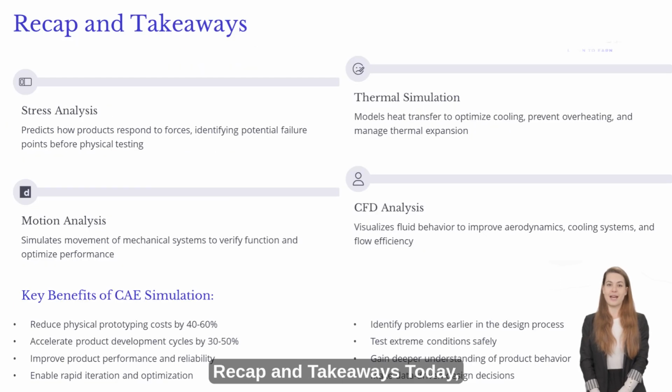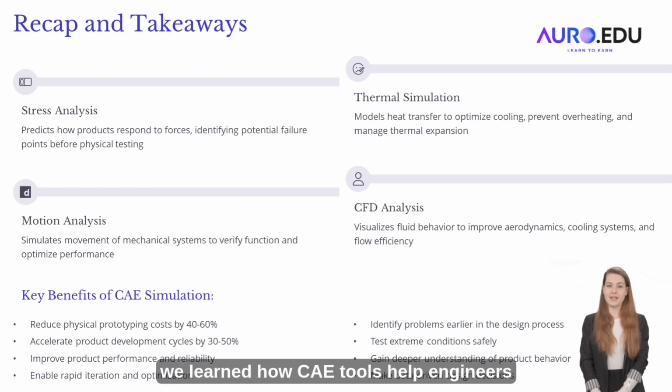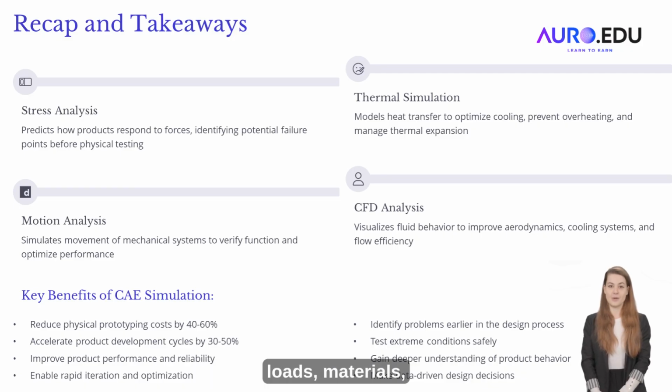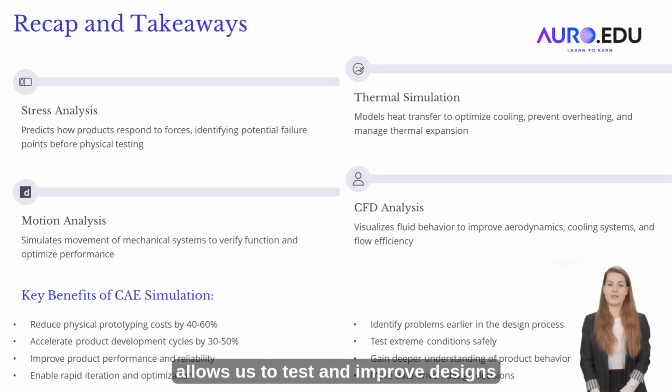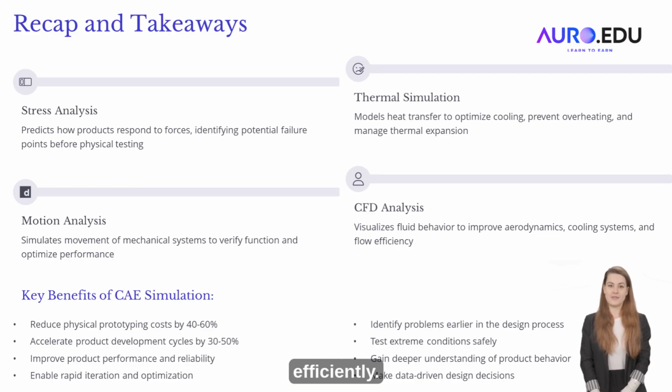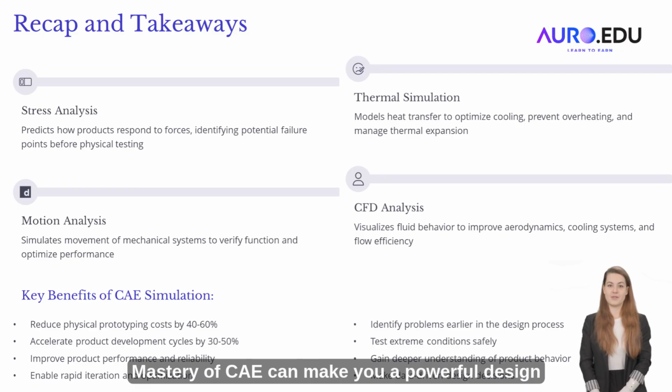19. Recap and takeaways. Today, we learned how CAE tools help engineers simulate real-world behavior digitally. From stress analysis to CFD, simulations offer deep insights. Key steps include defining geometry, loads, materials, and meshing. We also saw how Fusion 360 allows us to test and improve designs efficiently. Mastery of CAE can make you a powerful design engineer.